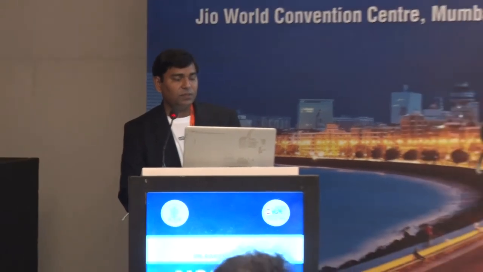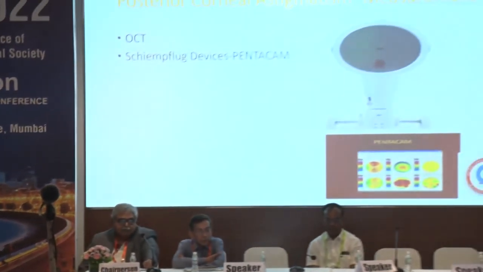The posterior corneal astigmatism, against the rule astigmatism. If the anterior surface is with the rule astigmatism, total astigmatism is slightly less, so the toric threshold should be slightly increased. And if the anterior surface is against the rule, then total astigmatism is more, so the toric threshold should be decreased. And the posterior curvature measurement can be done with the OCT or Pentacam.